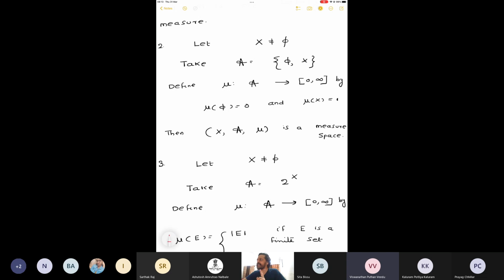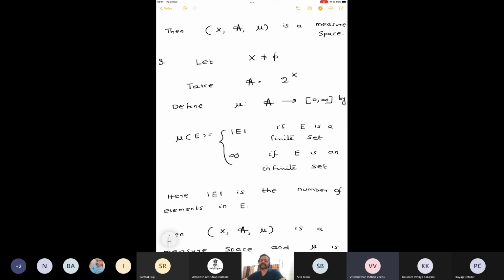Please try to distinguish between measurable space and measure space. A measurable space is a pair, a set and a sigma algebra, and a measure space is a triplet, a set, a sigma algebra and a function, or measure. That is called a measure space.